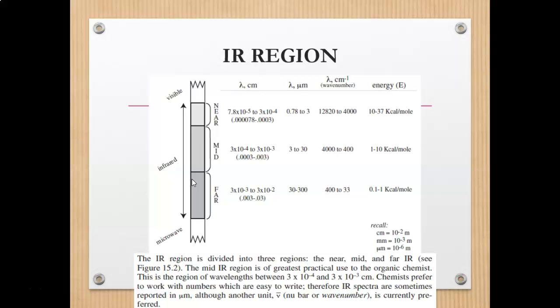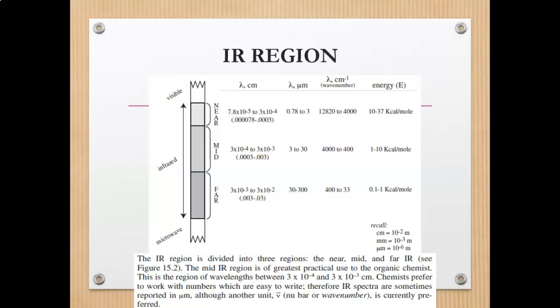And for your information, the infrared region is divided into three regions, which are near, mid, and far IR. So the mid IR region is of the greatest practical use to the organic chemists. So we only interpret the mid region. This is the region of wavelength between 3 times 10 to the power of negative 4 and 3 times 10 to the power of negative 3 cm.